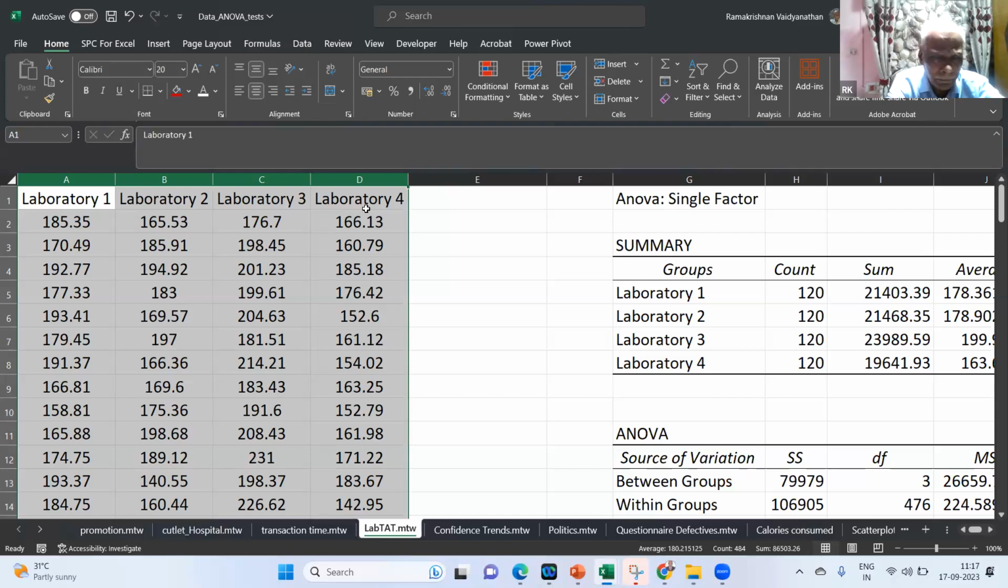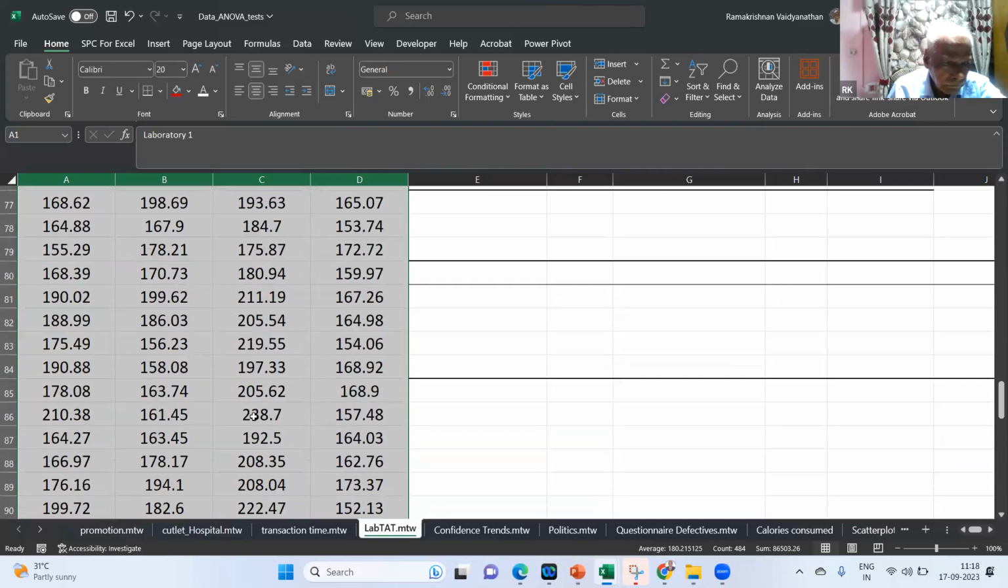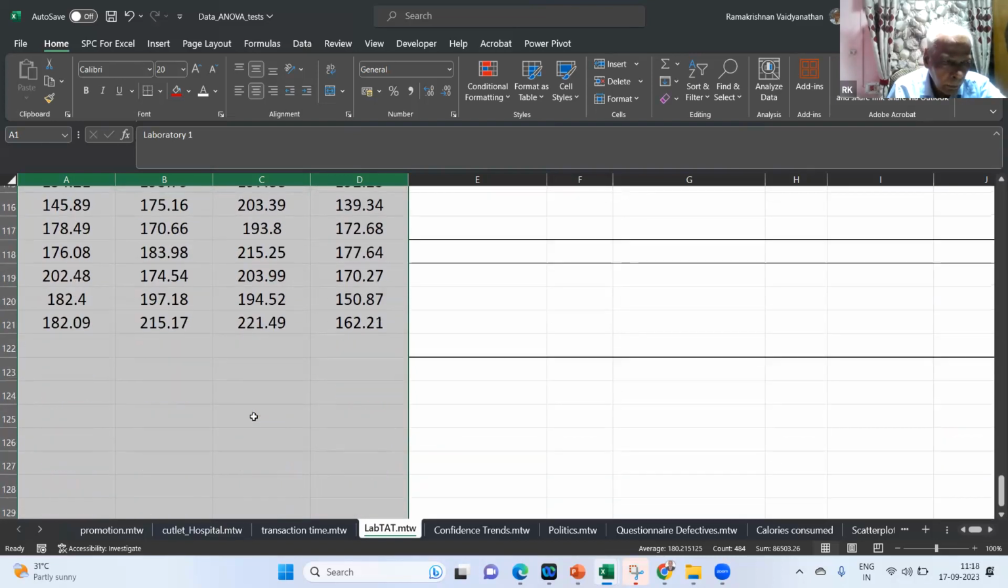That is transaction time, right? Turnaround time, they call it TAT. So there are lab 1, lab 2, lab 3, lab 4, four laboratories, and they are finding out which laboratory is good, which needs to be improved, or whether all are performing the same way. Therefore we are comparing 4 laboratories, and the transaction times are given here, up to 120 data. They are using this data.